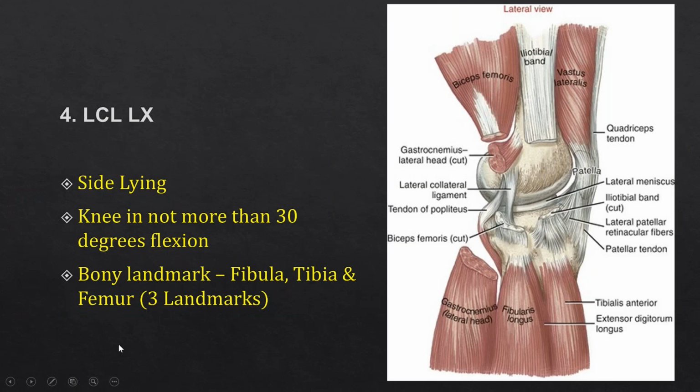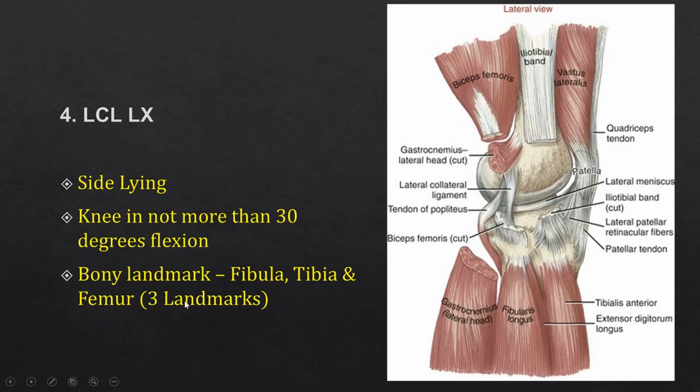Okay, now in the lateral collateral ligament scan, you do it in side lying. The patient is side lying. The knee is not bent more than 30 degrees, because if you add more than 30 degrees, then your LCL becomes lax, and again you will see hypoechogenicity, which can be confused with pathology when there is none.